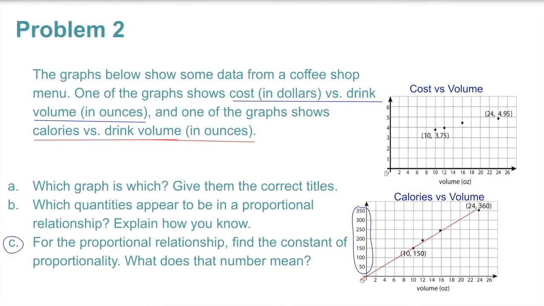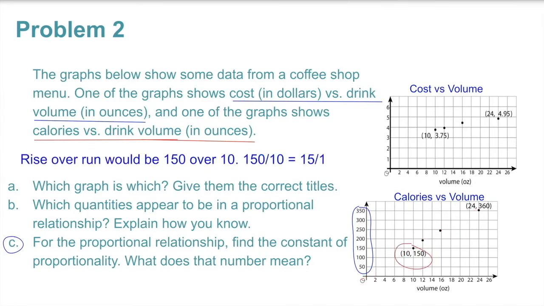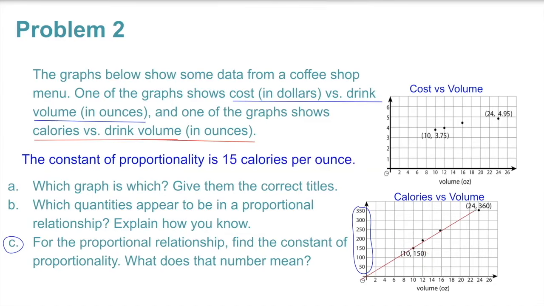C. For the proportional relationship, find the constant of proportionality. What does that number mean? The rise over run would be 150 over 10. That's 150 divided by 10, which equals 15 divided by 1, or 15. There would be 15 calories per ounce. The constant of proportionality is 15 calories per ounce.